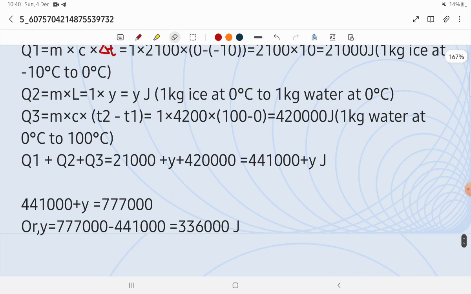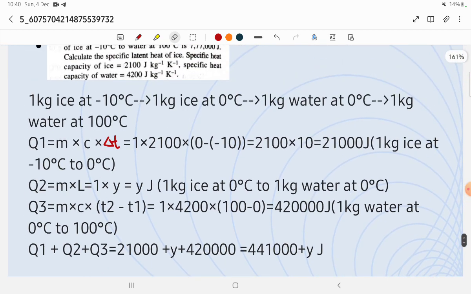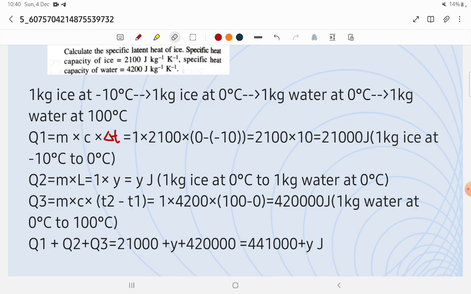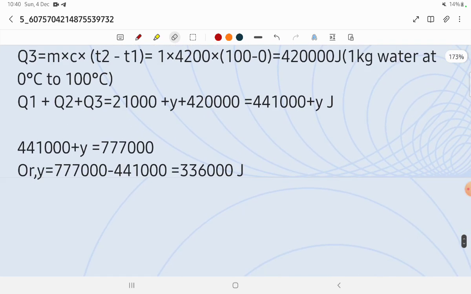So the total amount of heat energy is 441,000 plus y joule. Now it's given in the question that 777,000 joule is supplied to convert 1 kg ice at -10 to 1 kg water at 100. The total amount of energy supplied is given to you. So you just form the equation and find out the value of y. Clear? Next.